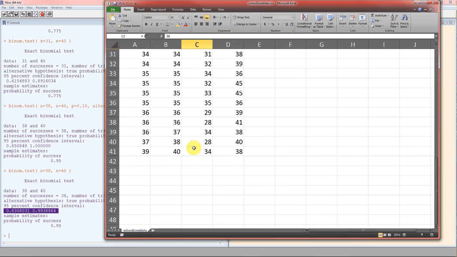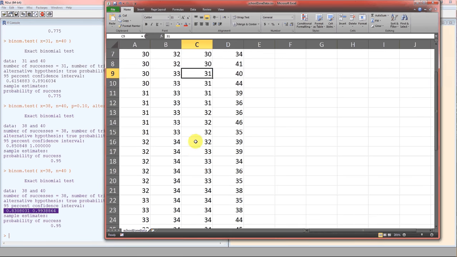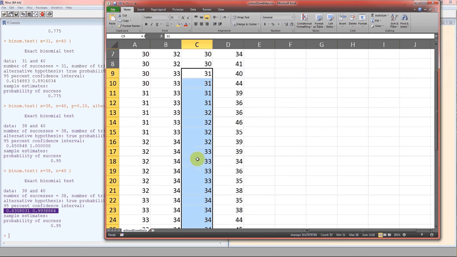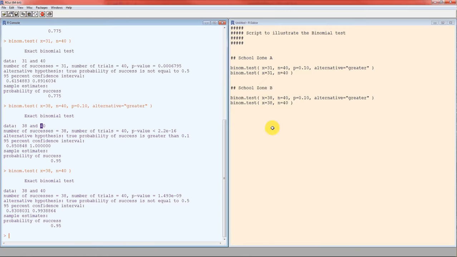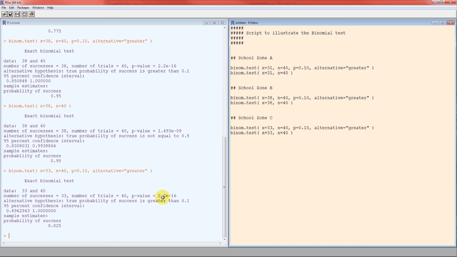We'll go ahead and sort C. Continue with the current selection. Highlight and count all those who are going faster than 30. Count is 33 of them. School zone C, X is 33 now, p-value is less than alpha, so we reject the null hypothesis, conclude the proportion of lawbreakers is greater than 10%. We have a 95% confidence interval for school zone C of being between 67.2% and 92.7%, with a point estimate of 82.5%.